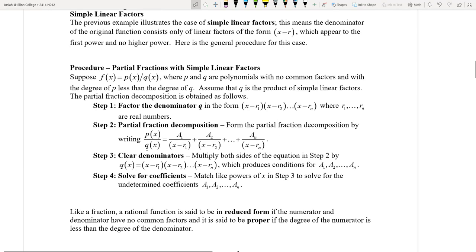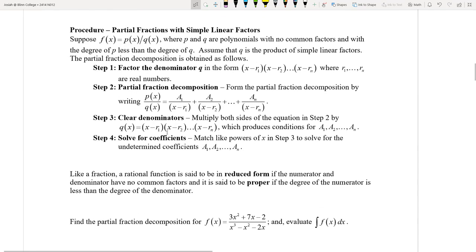Right, so the next thing we do after we write it in this form is we clear the denominators by multiplying this by the product of all of the denominators, which is the same thing as q of x. And so that should cancel out q of x on the left side, and it'll cancel out each of the denominators on the right side and leave the rest of the denominators multiplied by each of our A's.